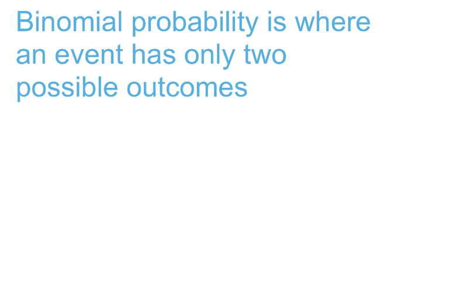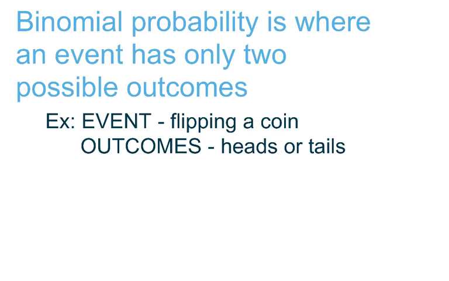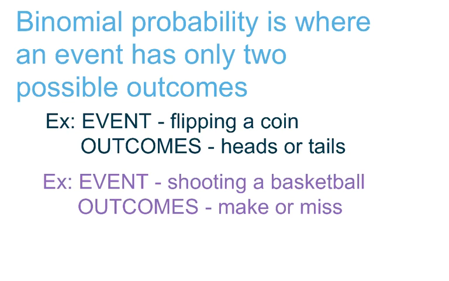Today we're going to talk about binomial probability. Binomial probability is where an event has only two possible outcomes. One example is flipping a coin. The outcomes are heads or tails. Another event that has a binomial probability is shooting a basketball. The outcomes are that you either make or miss the shot.